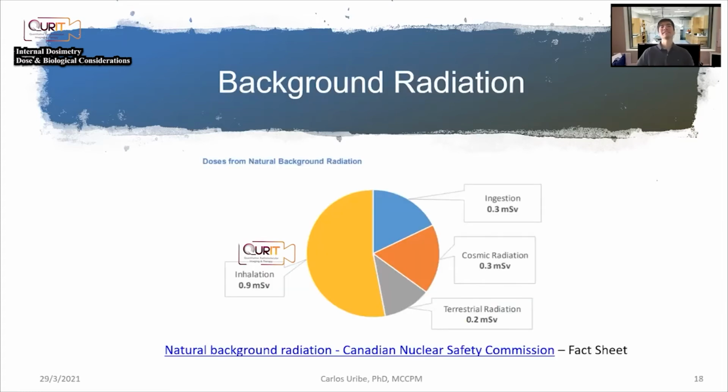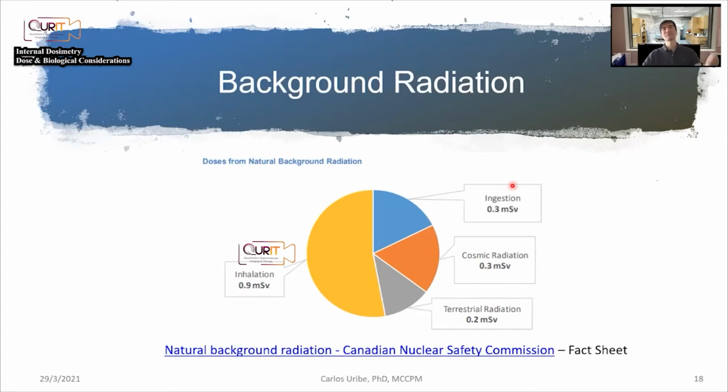Now I'm taking this graph from the fact sheet that you can find in this link, and you'll have it in the PDF. That is the natural background radiation fact sheet published by the Canadian Nuclear Safety Commission. It just gives us an estimate of how we get radiation in our bodies from natural sources. Just by breathing, we can have maybe 0.9 millisieverts in a year. And by breathing is because in the air, there might be radioactive gases. That is just part of nature.